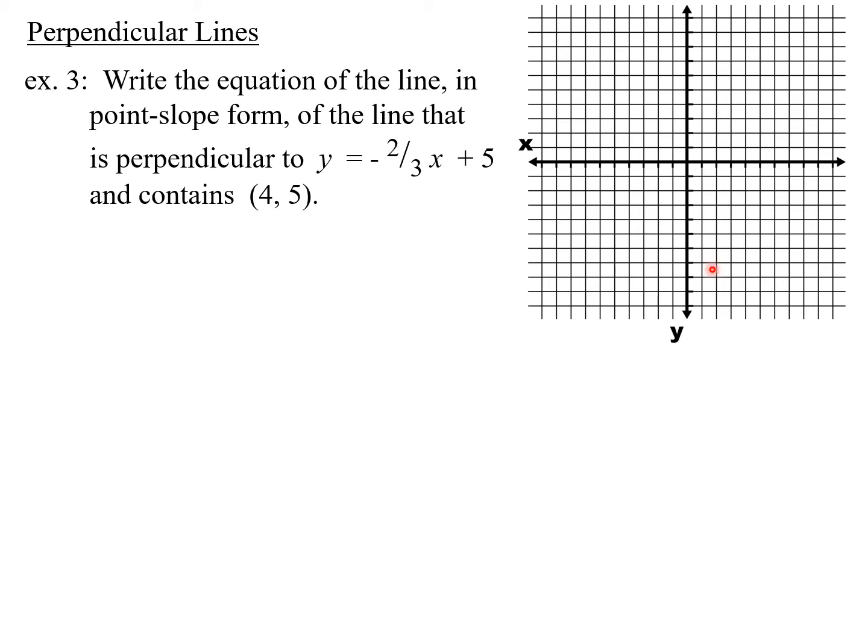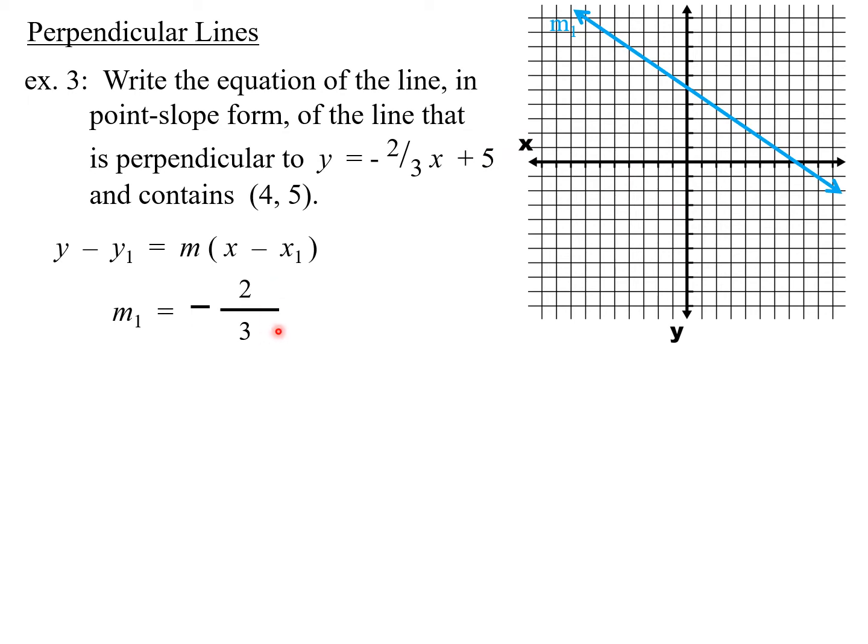Okay, another example. Write the equation in point-slope form of the line that is perpendicular to that line and contains that point. Okay, point-slope form, right? So that's going to take that form in general. The slope of the line that they gave us is negative 2/3. That's what it looks like if we graphed it, this line. And the slope is negative 2/3.